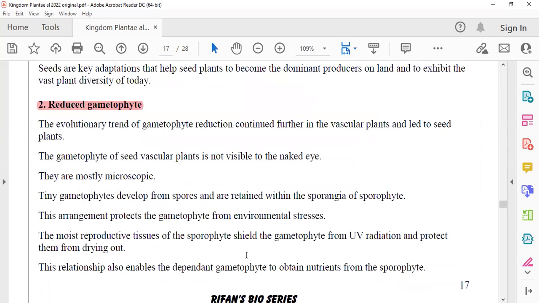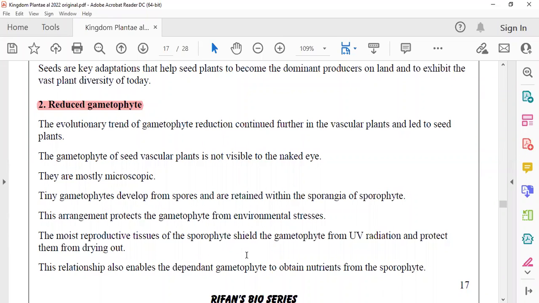Second one, reduced gametophyte. If you take pogonatum, the gametophyte is dominant and independent. Correct? Once you come to the nephrolepis, it is reduced but independent. Once you come to the Selaginella, the female gametophyte is partially independent. But first time in the seed plants, with the cycas or angiosperm, the female gametophyte is totally dependent, totally located inside the ovule, not allowed to go out.